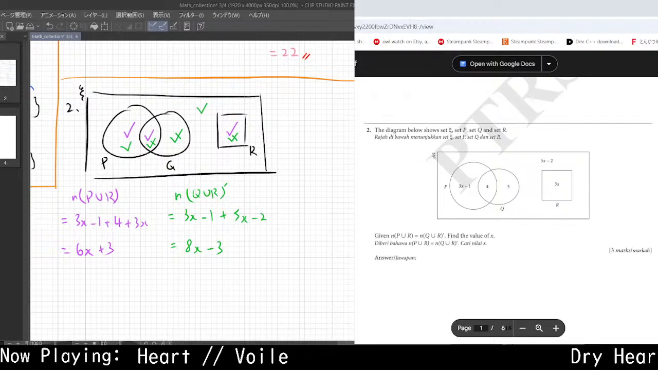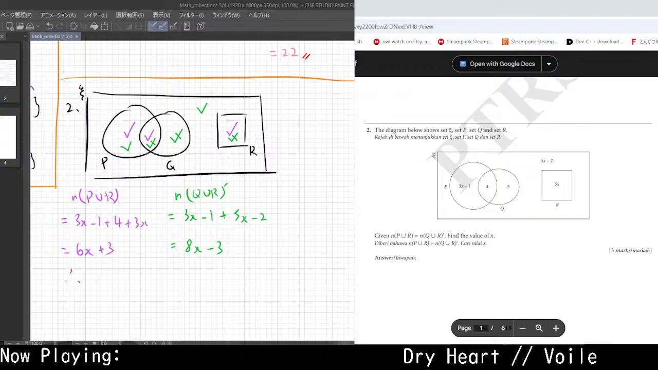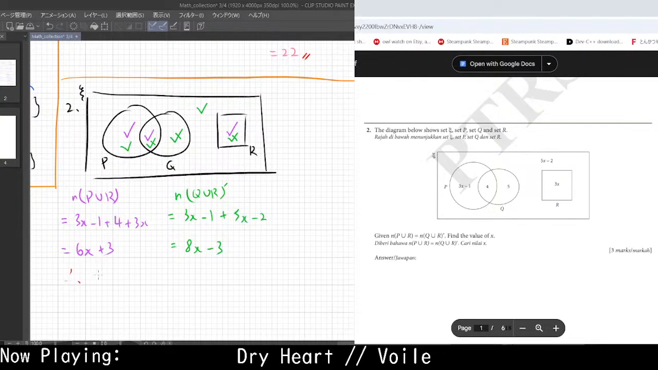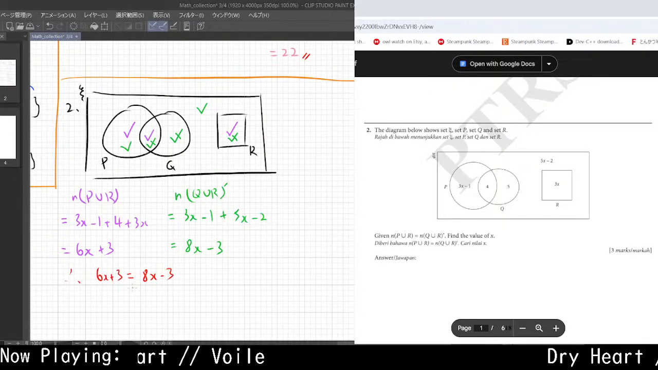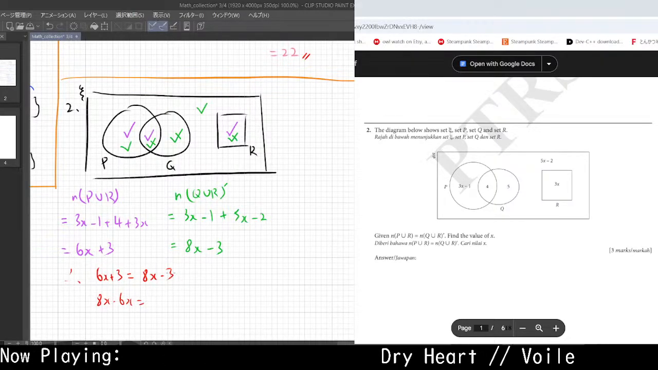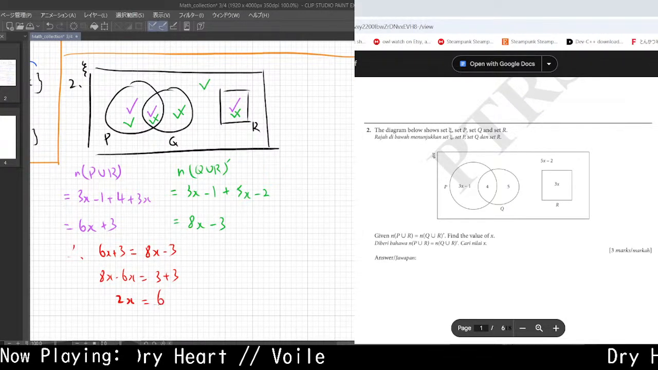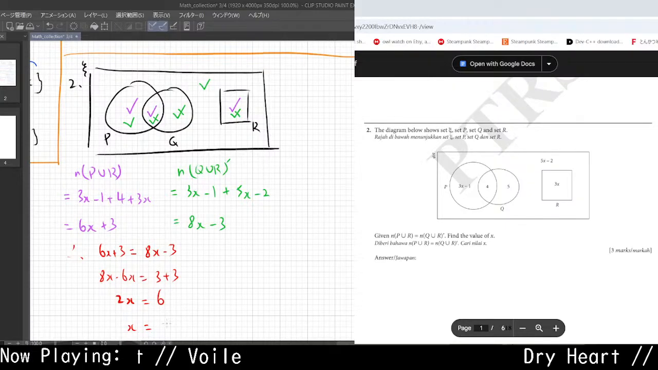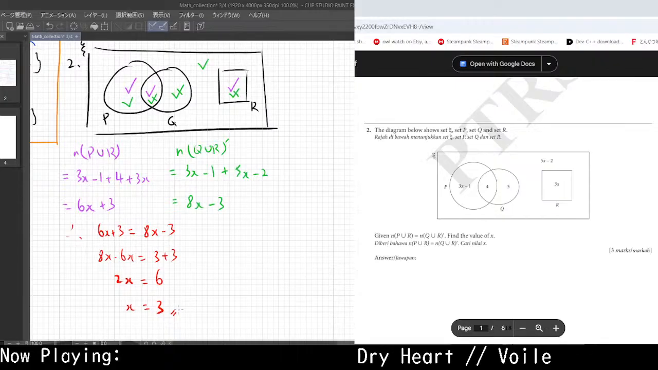Okay. So therefore, to find your x, since the question already gives you that n(P union R) equals n(Q union R prime), these two things will be equal to each other. So 6x plus 3 equals 8x minus 3. You rearrange them, you should get 8x minus 6x equals, this one you bring over, this one you bring over, so 3 plus 3. 8 minus 6 is 2, 3 plus 3 is 6. 2 you bring over to the right, 6 divided by 2 you get 3. Nothing else you need to do, this is your answer.